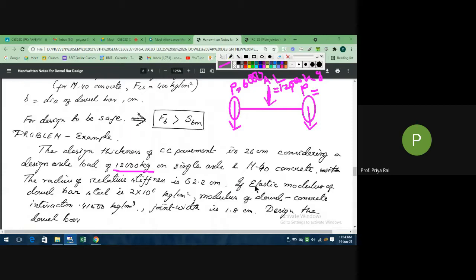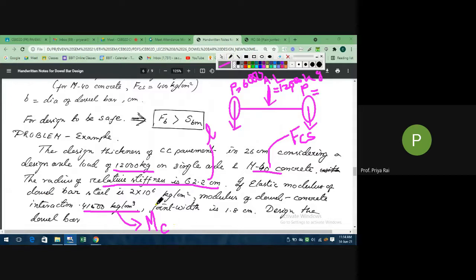Please remember this. Now, an M40 concrete. So M40 means which value they have given? FCS, the compressive strength, is given. The radius of relative stiffness is 62.2 centimeter. This is L, which is also given. If the elastic modulus of interaction is this much kg, this is your MC. That's why I was telling you to remember the terminologies also. They will not give you MC equals this much, B equals this much. They are literally explaining the things.